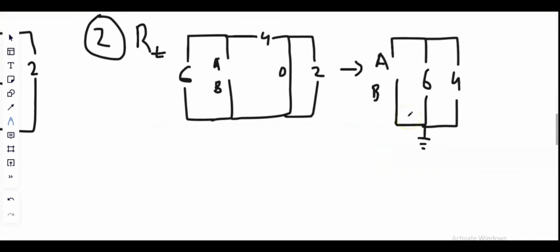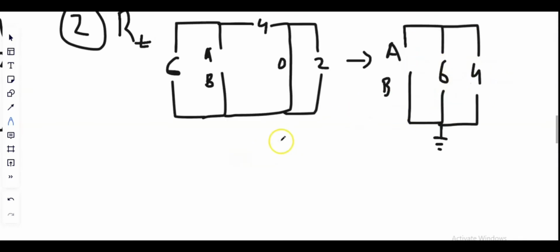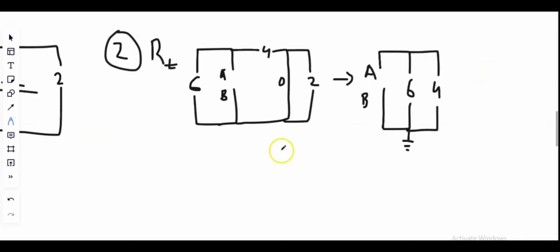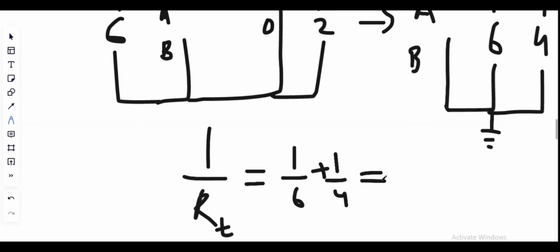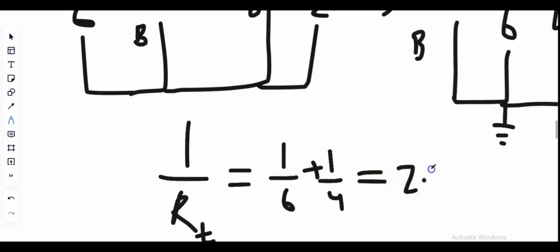And now let's calculate the Thevenin resistance. To find Thevenin resistance, we find the sum of 6 and 4 in parallel. So basically we do the same thing again. 1 by RT is equal to 1 by 6 plus 1 by 4. This will give us 2.4 ohm. So we found our Thevenin resistance.